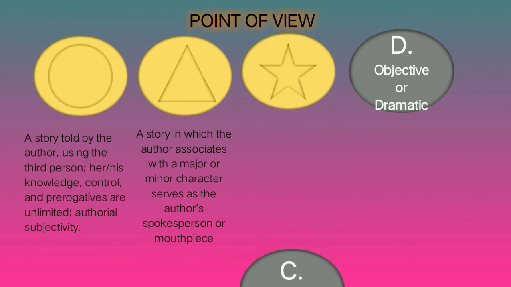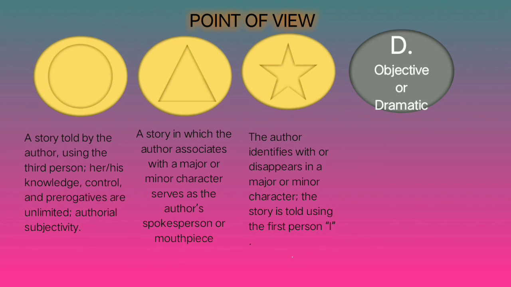Now let's proceed to the first person. The author identifies with or disappears in a major or minor character. The story is told using the first person I. So we can know that the point of view of the story is first person if the story is told using the pronoun I.